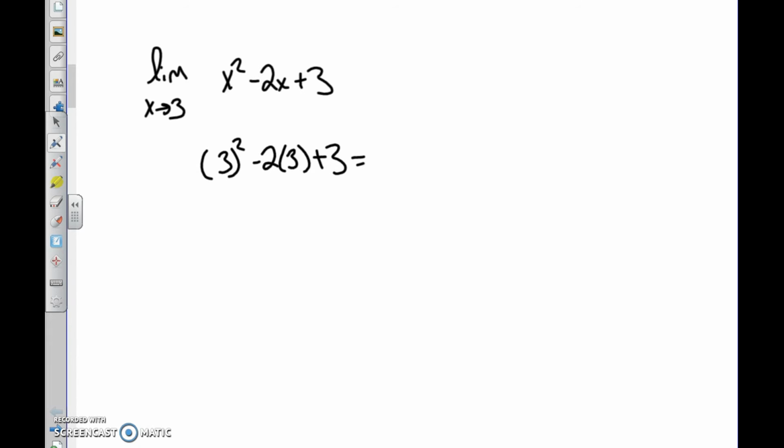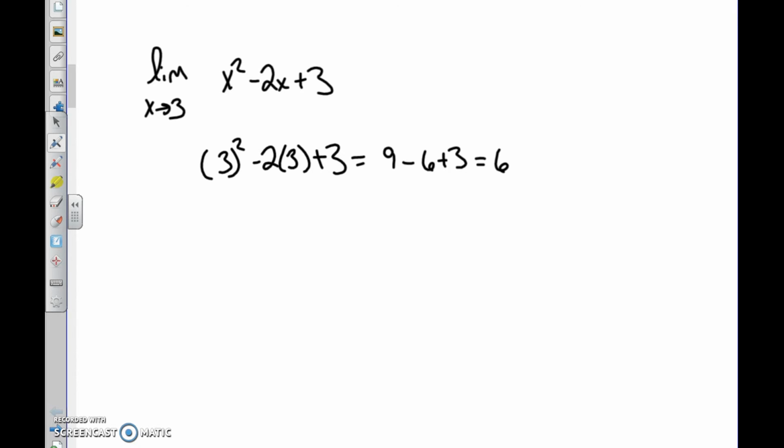So we can see that the function from the left side and the right side, since it's continuous, will be approaching whatever y value that might be. And in this case, it would equal 9 minus 6 plus 3, which would just be 9 minus 6, which is 3, 3 plus 3, which is 6. Okay, so there's a look at it analytically when we have a function that has no problems with our domain.